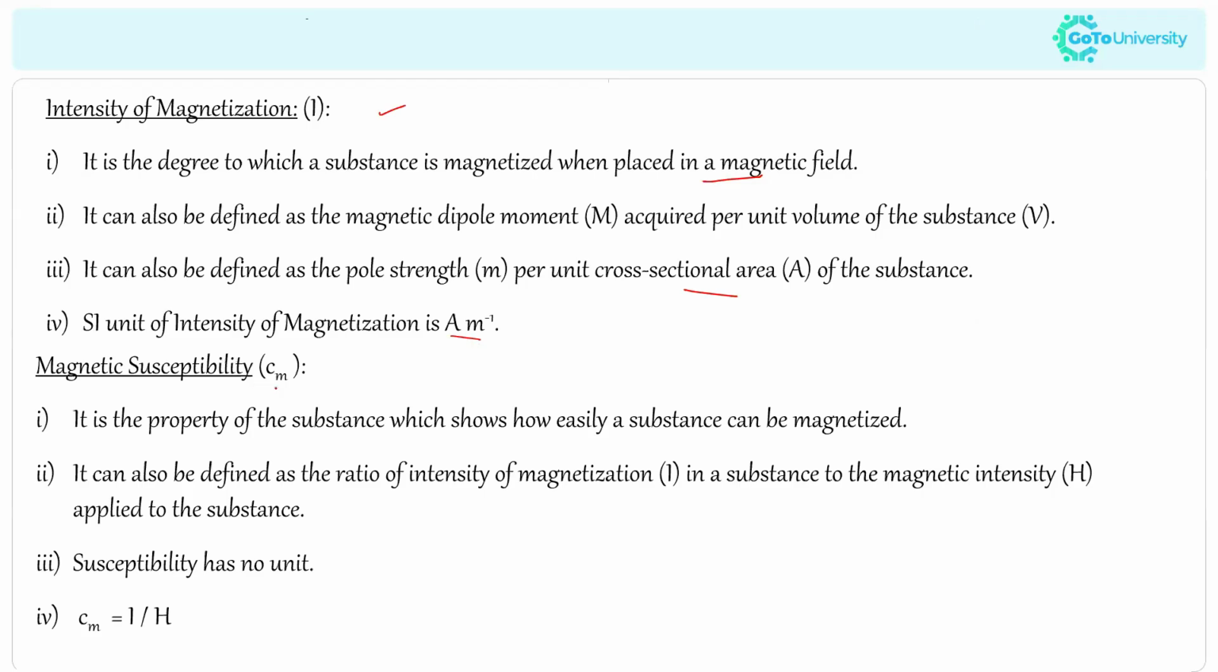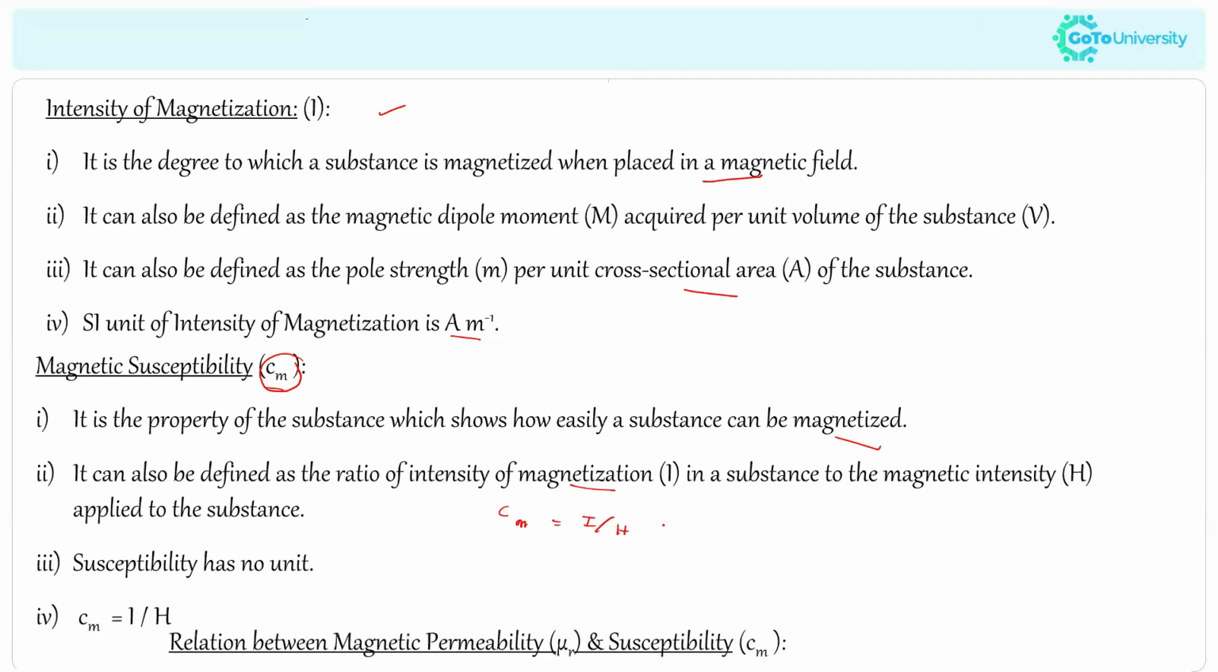Now we are moving to magnetic susceptibility, which is represented using the letter chi m. It's the property of a substance which shows how easily a substance can be magnetized. Using magnetic susceptibility, we can define how the material will behave in a given magnetic field. It's also defined as the ratio of intensity of magnetization in a substance to the magnetic intensity applied to the substance. So magnetic susceptibility is equal to I divided by H.